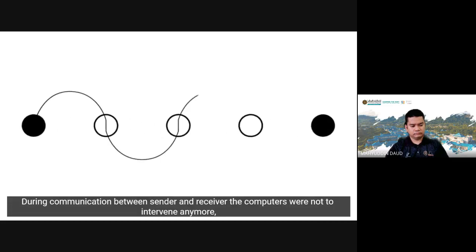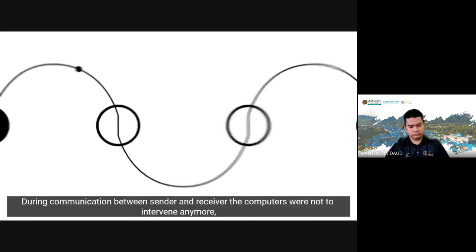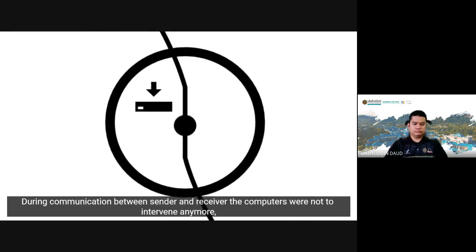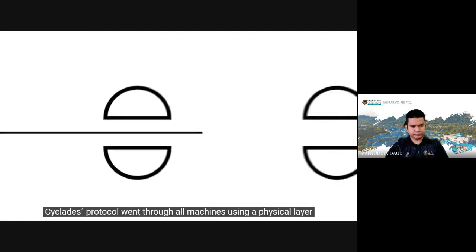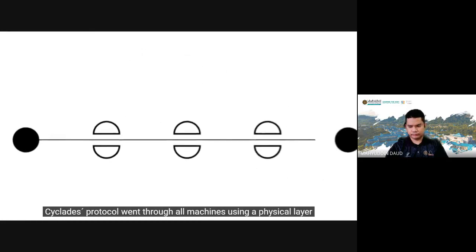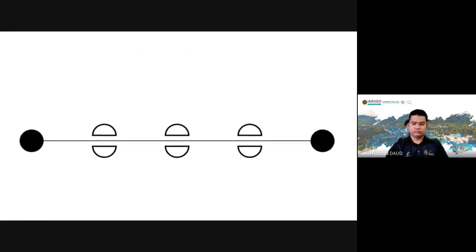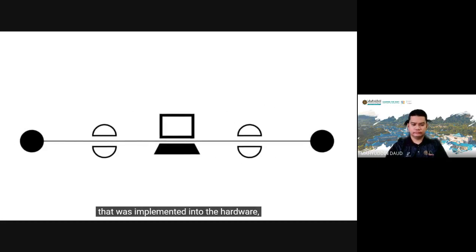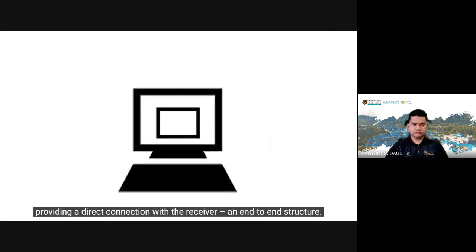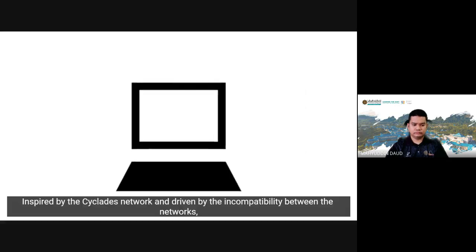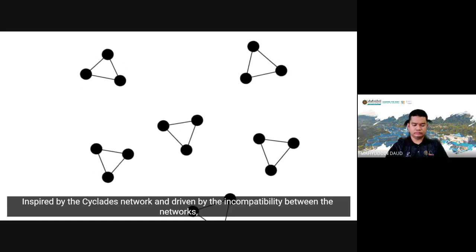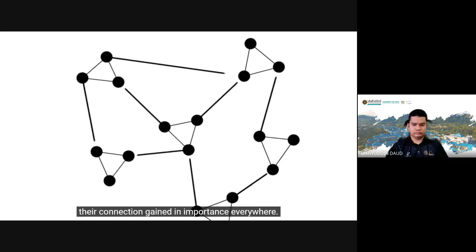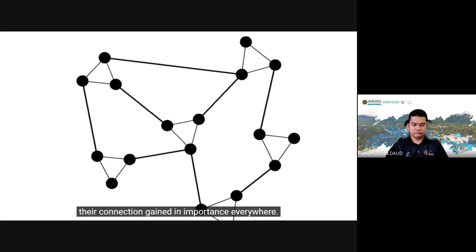During communication between sender and receiver, the computers were not to intervene anymore, but simply serve as a transfer node. Cyclades' protocol went through all machines using a physical layer that was implemented into the hardware, providing a direct connection with the receiver, an end-to-end structure. Inspired by the Cyclades network and driven by the incompatibility between the networks, their connection gained in importance everywhere.